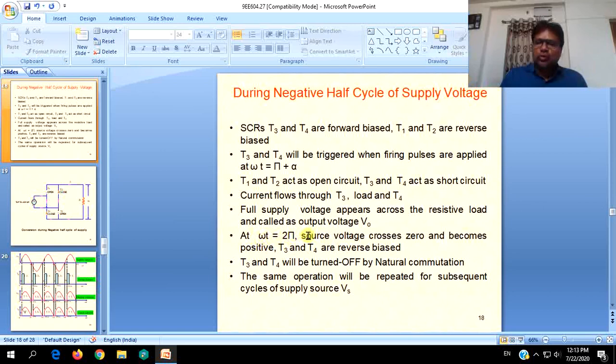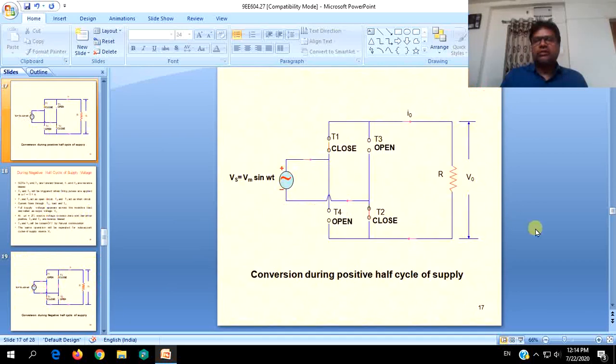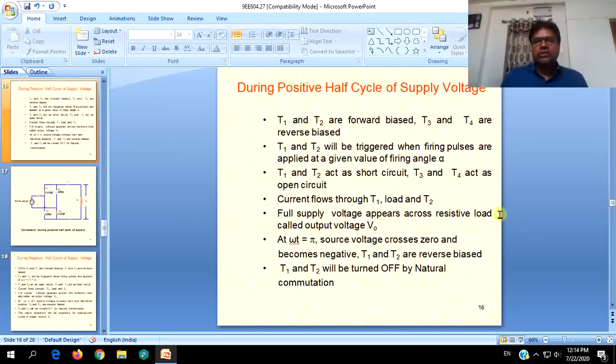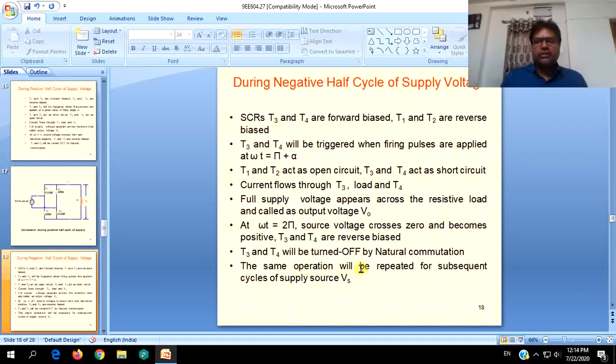At omega t equal to 2 pi, source voltage crosses 0 and becomes positive. T3 and T4 are now reverse biased, so they are turned off by natural commutation. The sequence of operation discussed for the positive half cycle and negative half cycle will be repeated for subsequent cycles of the supply source. So this is the working of the full wave controlled converter in bridge configuration, or full wave controlled bridge converter, or full wave fully controlled bridge converter with resistive load.